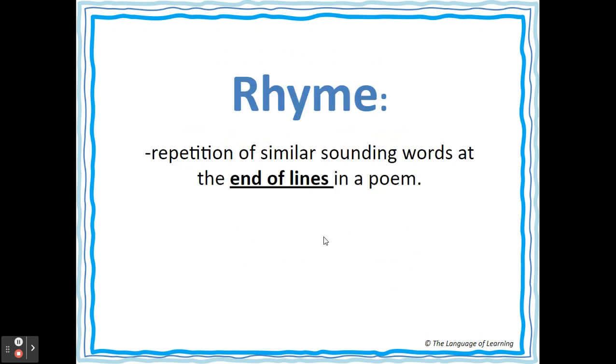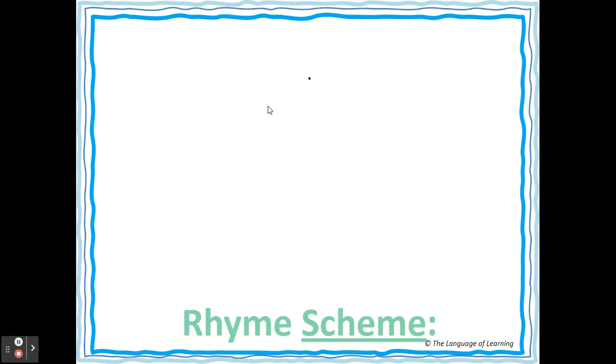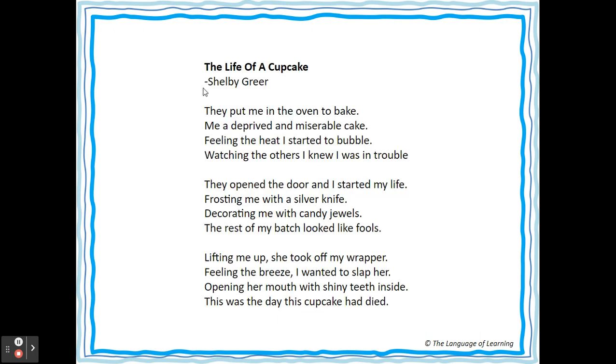All right, rhyme. If you have that repetition of similar sounding words at the end of the line of your poem, then that is showing that that has rhyme. And rhyme scheme is the actual pattern of those. So if you look at this example, the life of a cupcake, go ahead and pause it and read. And then let's look at these rhyming words. So here you have bake, cake, bubble, trouble, life, knife, jewels, fools, wrapper, her, inside, die.